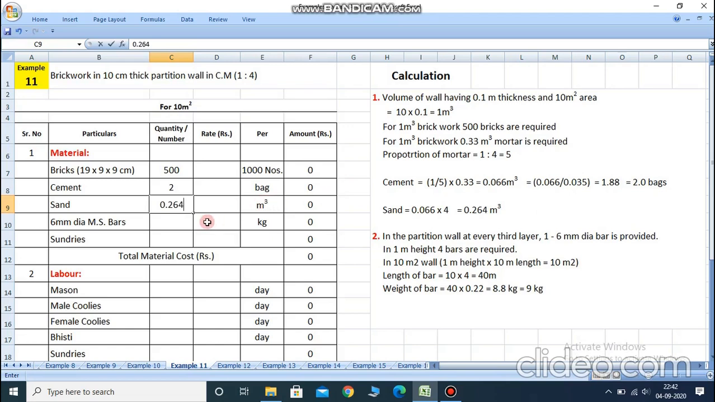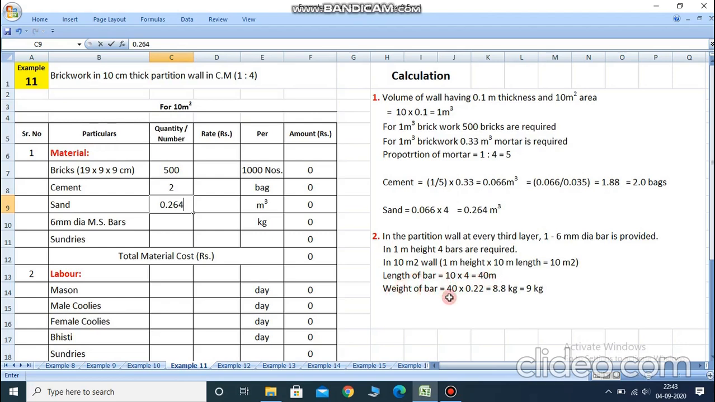Now for the 6 mm diameter MS bar, in a partition wall, every third layer, one 6 mm diameter bar is provided. So in a 1 meter height, 4 bars are required. For the 10 square meter partition wall, 1 meter height multiplied by 10 meter length is 10 square meters. Then the length of the bar is 10 multiplied by 4, meaning 40 meters is the total length of bar required.